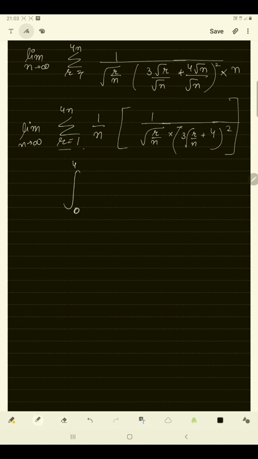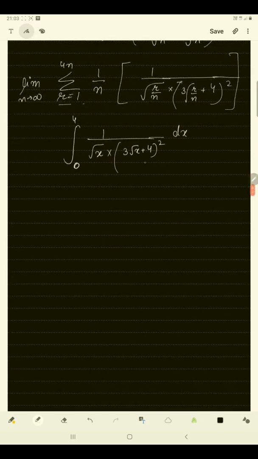Our purpose was to find the upper limit and the lower limit of the integration sign, which we have already done by the calculation which we just did. If you want to review the calculation, you can just go back into the video and see it. So our upper limit and lower limit are decided, and 1 by n gets converted into dx. So 1 upon under root x plus under root x multiplied by 3 root x plus 4 whole square dx.